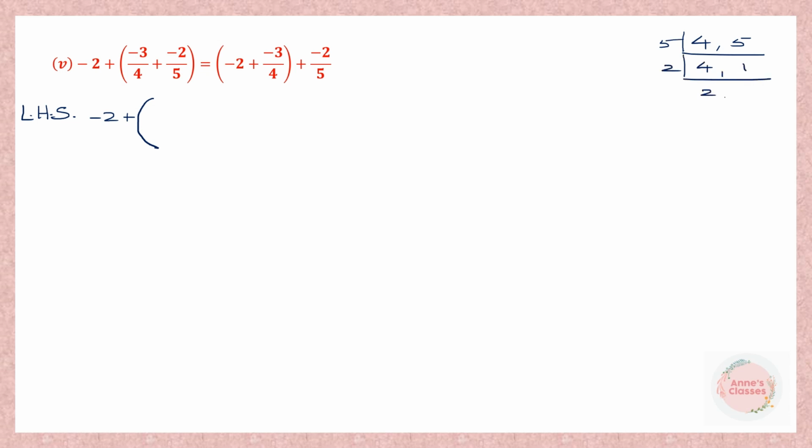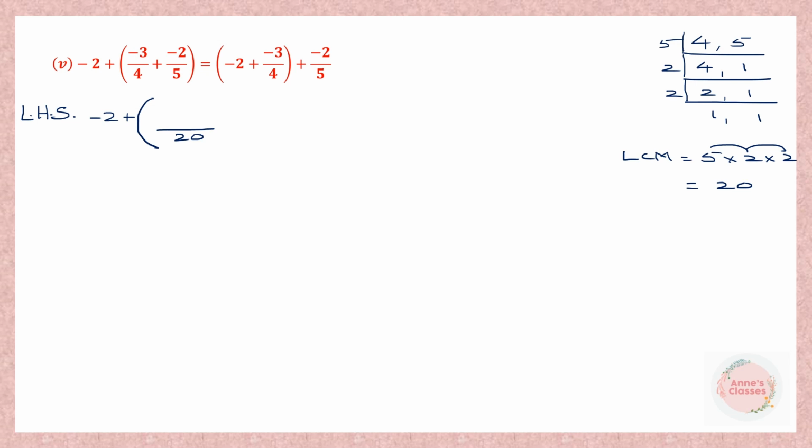2 twos are 4, bring down 1. Continue to use 2, 1 and 1. So what is your LCM? That will be 5 into 2 into 2. 5 twos are 10, 10 twos are 20. So the LCM is 20. So let's write down 20 here.